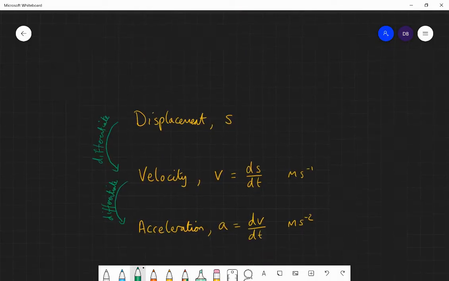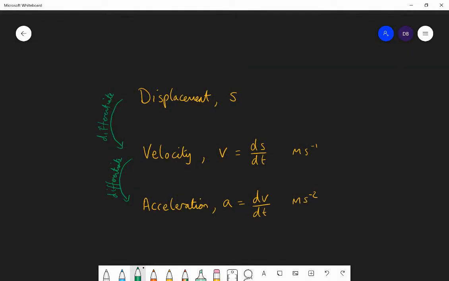In the previous lesson, we learned that differentiation takes us from displacement to velocity and velocity to acceleration, and therefore integration, as it's the inverse process, will take us the other way. If we have acceleration, we can integrate and we will have velocity. If we have velocity, we can integrate and we can get displacement. And so we're going to practice that process with some examples in this lesson.